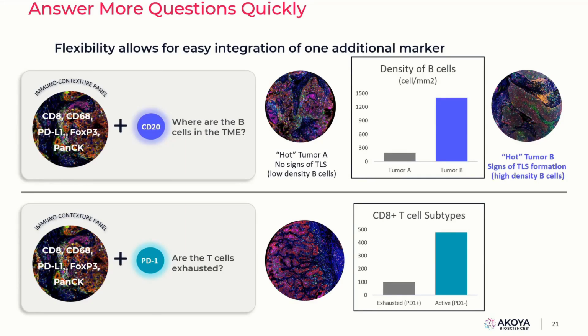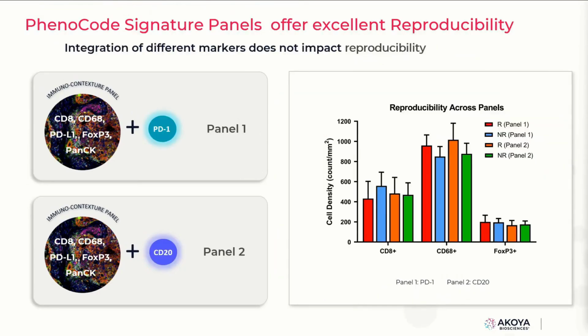In this example, when the PhenoCode signature IC panel is combined with CD20, you can analyze the B cell density. And when combined with PD1, the ratio of PD1 positive T cells to PD1 negative T cells within the tumor microenvironment can be examined to determine the T cell exhaustion. Moreover, the results from 5-plex base panel data is not affected by swapping in a different 6th marker.